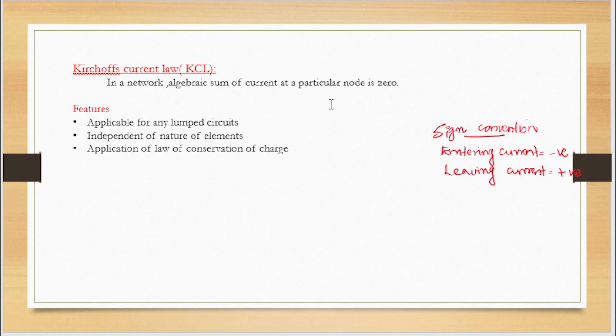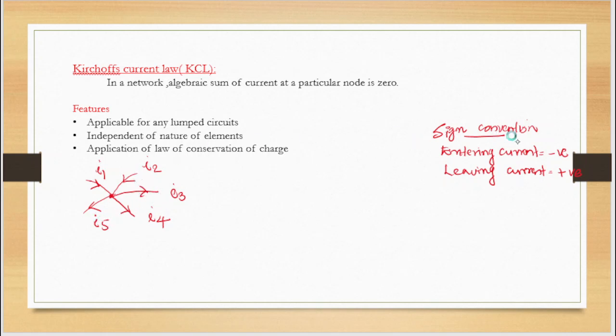What is a node? A node is the interconnection of two or more branches. This is a node where two or more branches connect. So we can say that I'll mark some currents I1, I2, I3, I4 and also I5. Here I have marked I1 and I2 as incoming currents, that is, the arrows are coming inward to the node, and I3, I4, I5 are the outgoing currents.